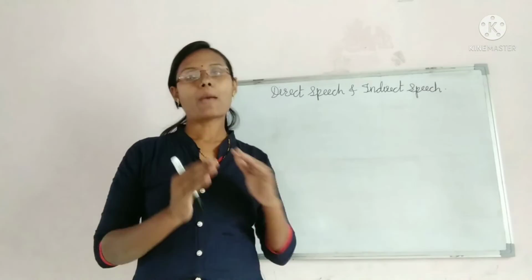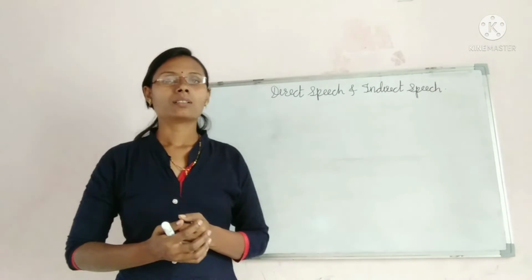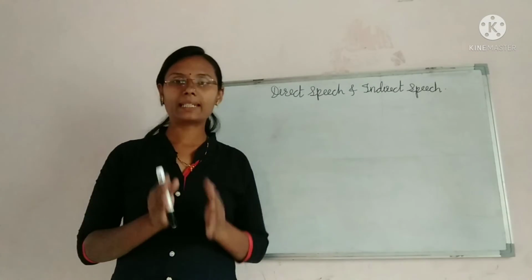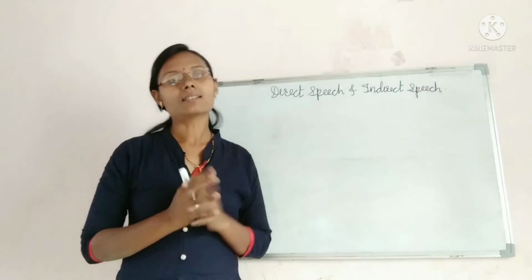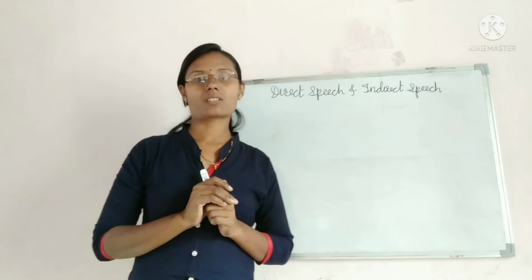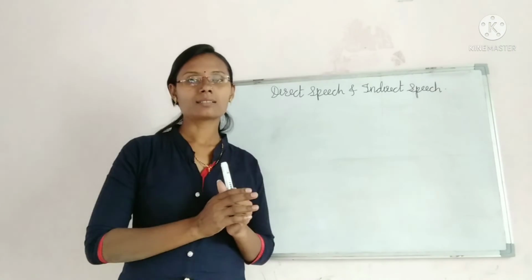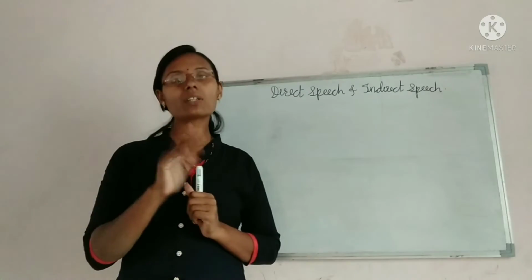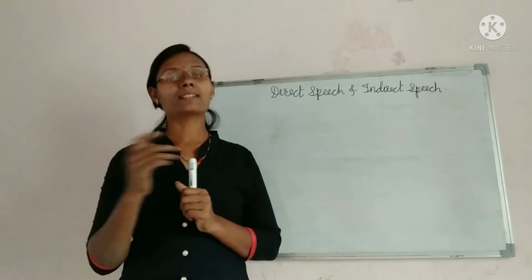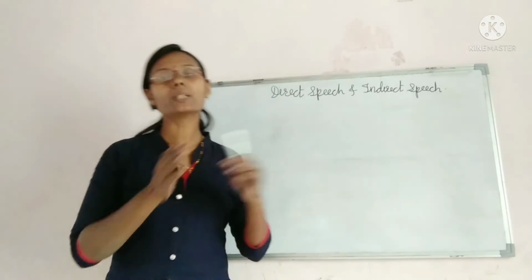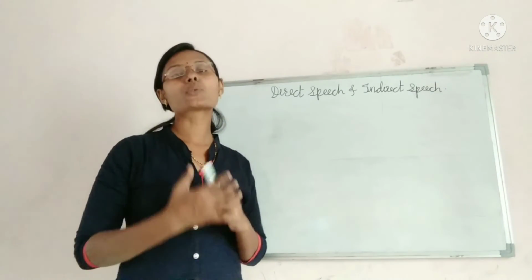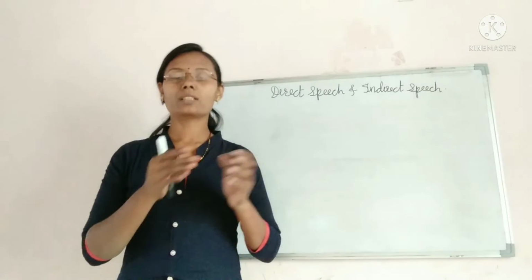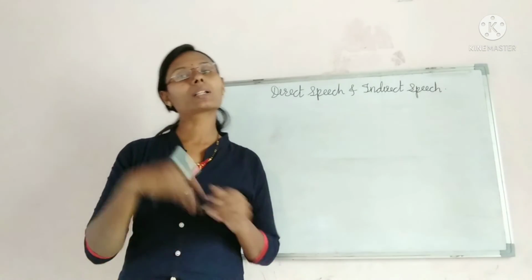When telling a habitual truth or a universal truth or a daily routine, at that time we do not make any changes. We tell the sentence as it is, just using the conjunction that. Let's see one sentence: Teacher said, sun rises in the east. This is a universal truth. Anywhere you go, you can find that the sun rises only in the east. So always keep in mind, when you are changing direct speech into indirect speech, when there is a habitual truth or a universal truth or a daily routine, we won't make any changes in the reporting verb or in the reported speech.